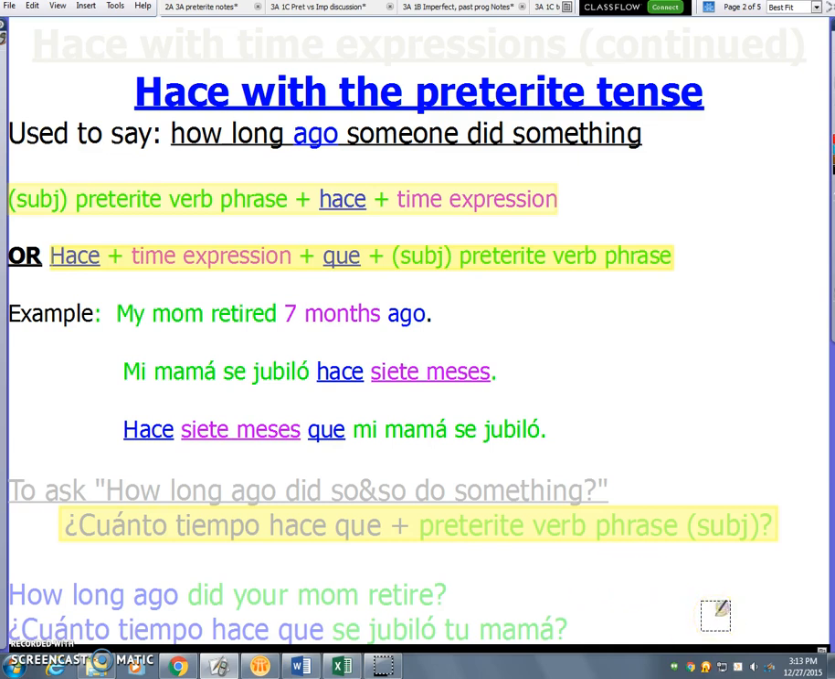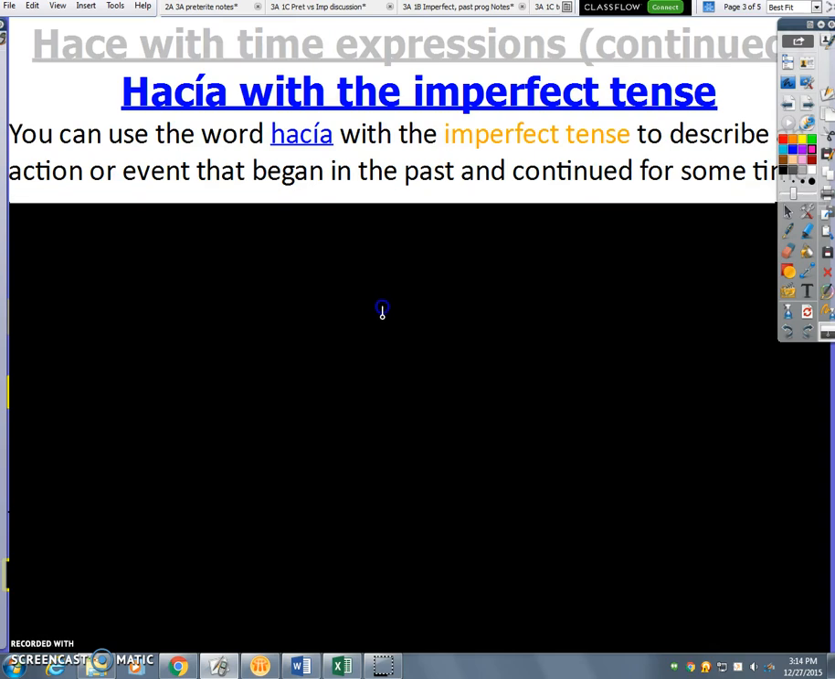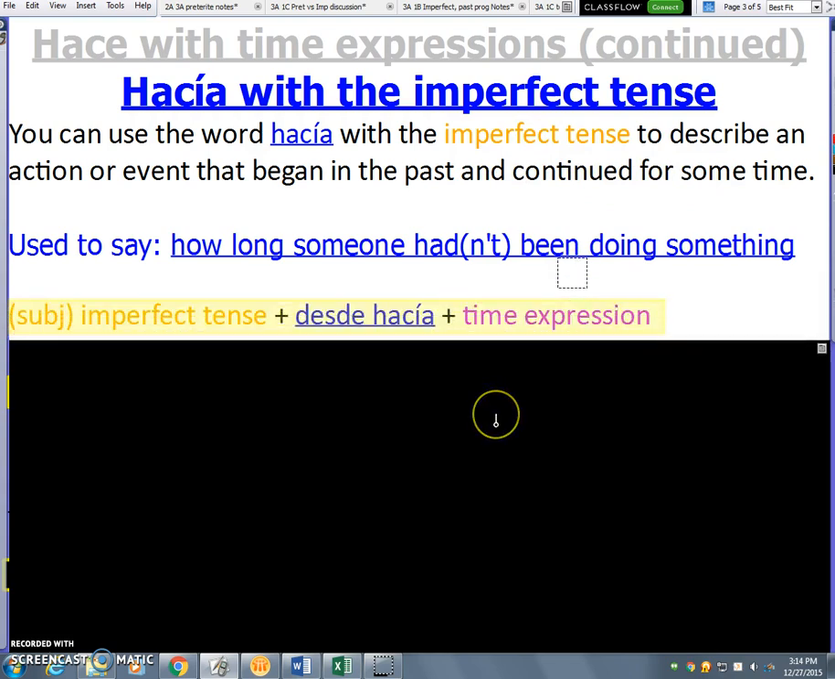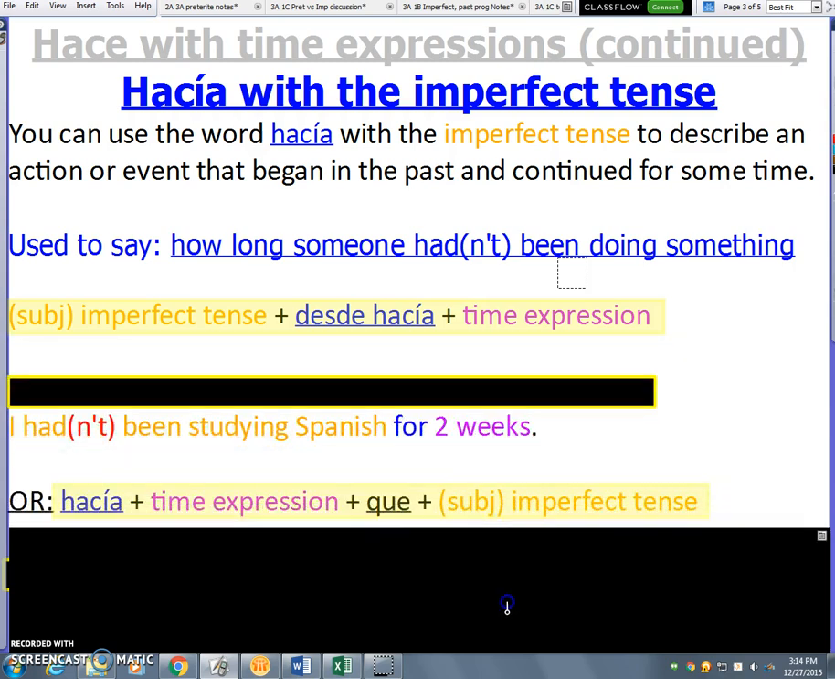So this is hace with the preterite tense. It's used to say how long ago someone did something. And if I want to talk about how long someone had or had not been doing something, I use hacía instead of hace, and I use the imperfect tense instead of the present or the preterite. So this is what we use to describe an action or event that began in the past and continued for some time because it was ongoing, which is why we use the imperfect. And you can do it this way, or you can do it this way.